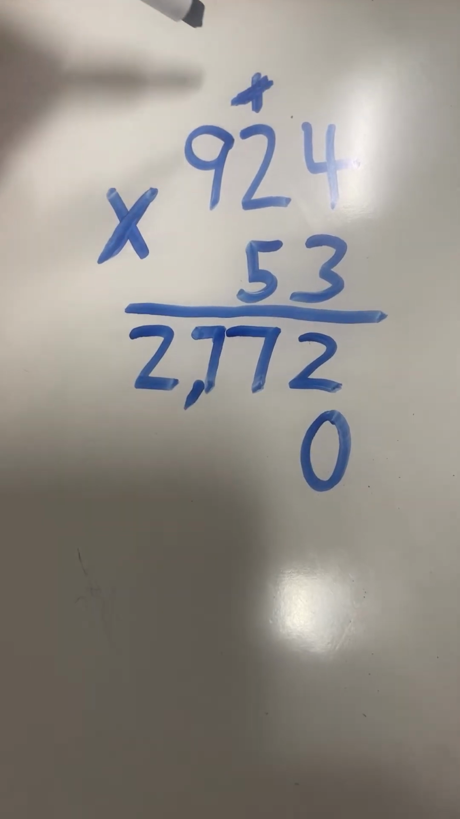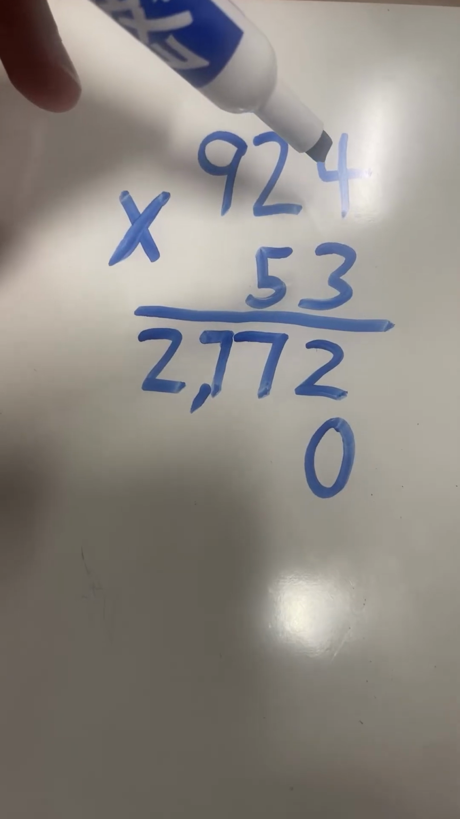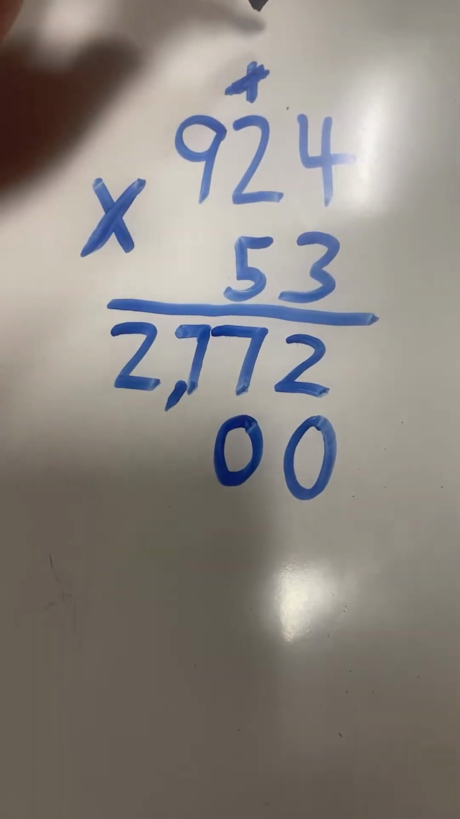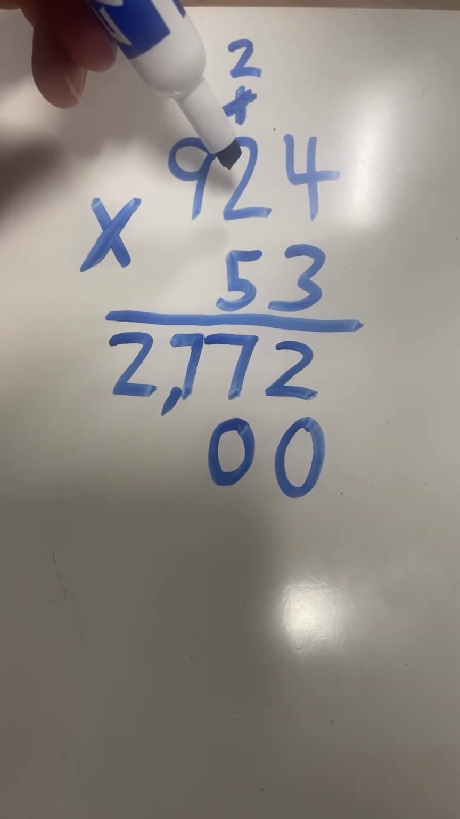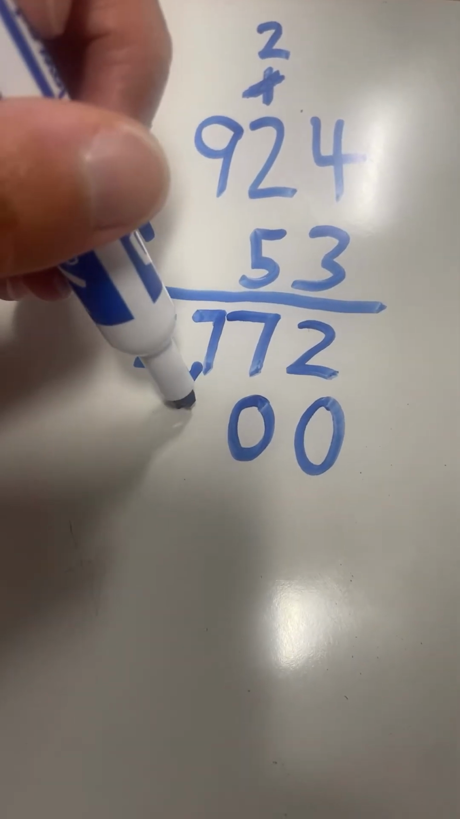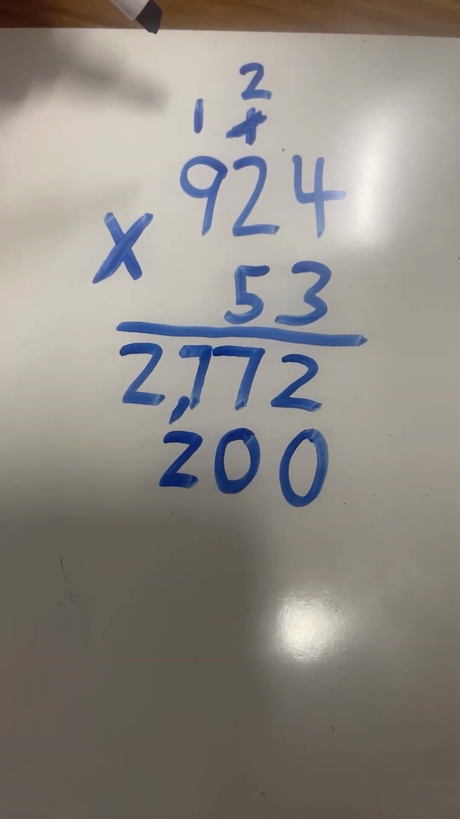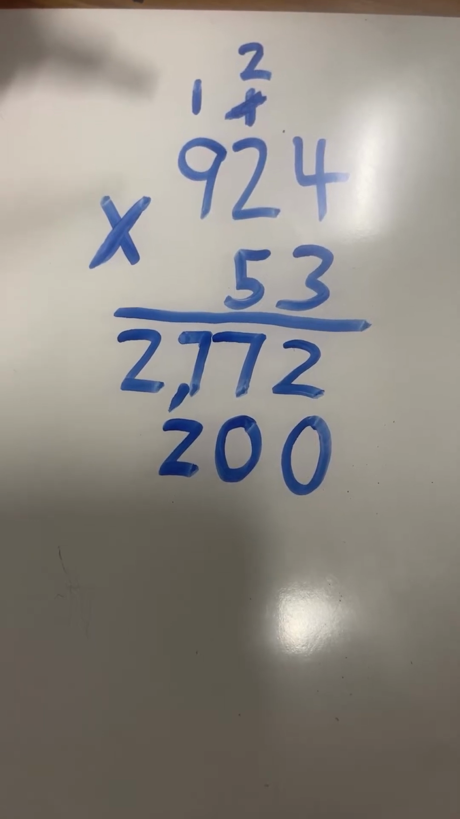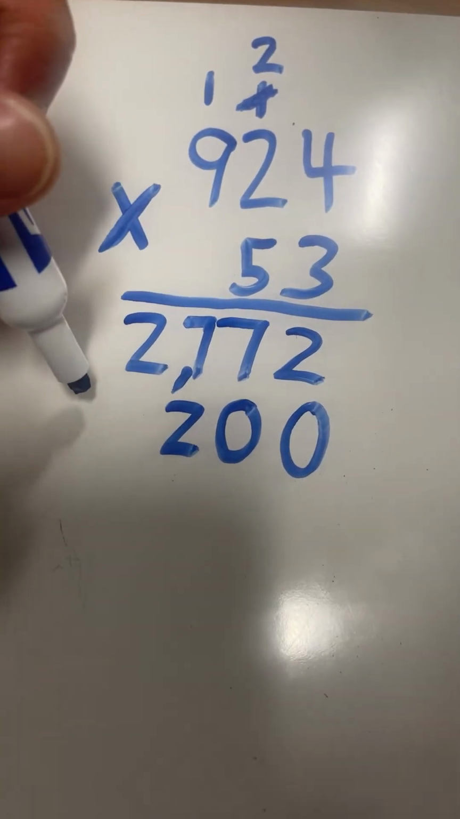Crossing out all the regrouping from the last round so we don't get confused. All right. 4 times 5 equals 20. 0, carry the 2. 2 times 5 equals 10. We have to add the 2 that we carried over. 10 plus 2 equals 12. 2, carry the 1. 9 times 5 equals 45, plus 1 equals 46.